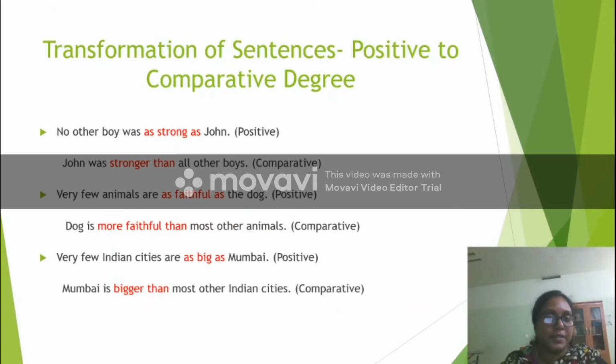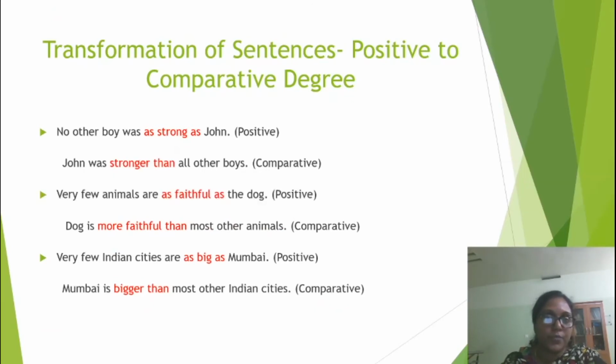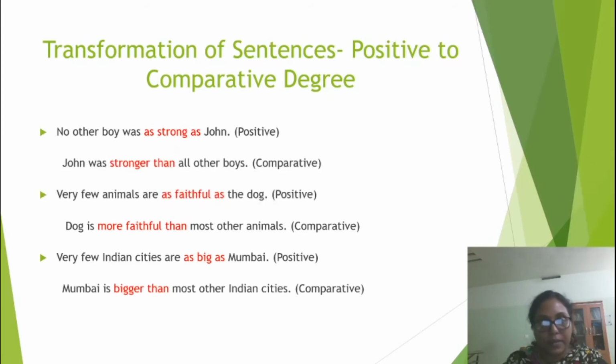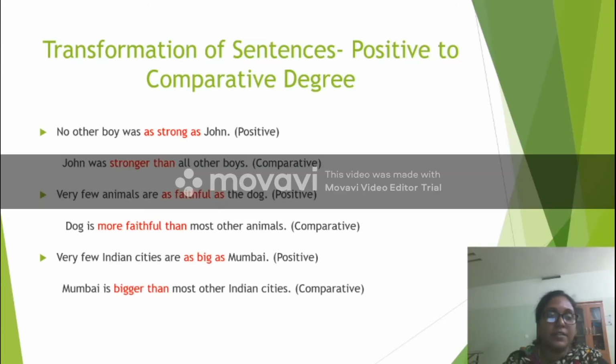Now we will see some examples of transforming sentences from positive to comparative degree. No other boy was as strong as John. So, as strong as. Strong is in the positive degree, and as is the usage. John was stronger than all other boys. This is the comparative degree. How can we say that it is in the comparative degree? We can say it by paying attention to the word stronger. It is in the comparative degree, and the word than is also used here.